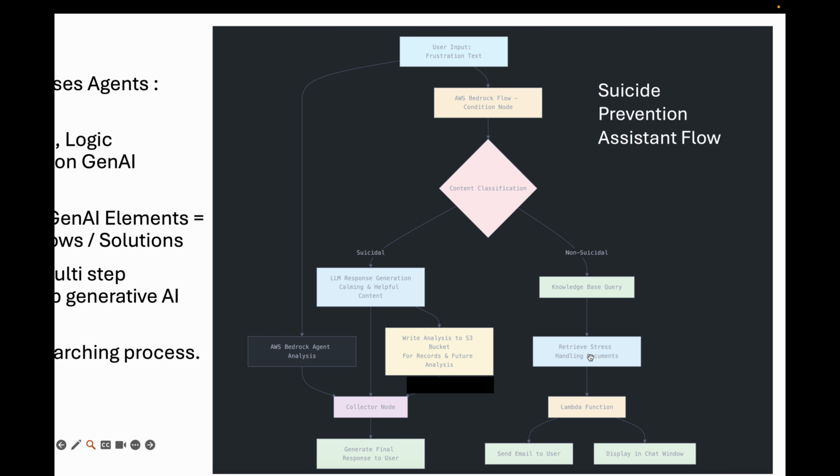Then we will give it to a Lambda function, right? This is to show how your AWS Bedrock Flows can use Lambda as one of the elements. What the Lambda function will do is take whatever stress-relieving documents are provided and create a response for you. It will take the response created by the LLMs here and then send the email to the user. Along with it, it will also show you the response in the chat window. So if you have got this flow, let's go to the demonstration.